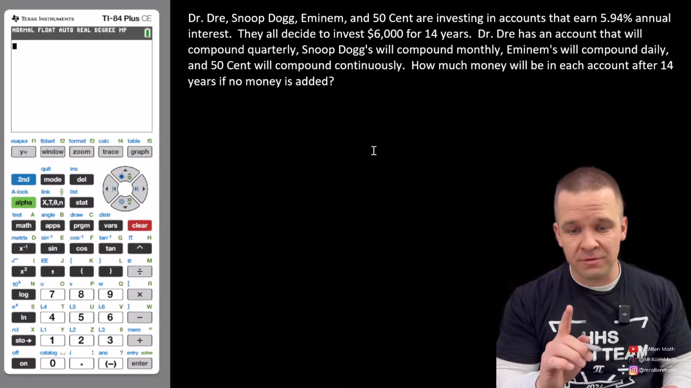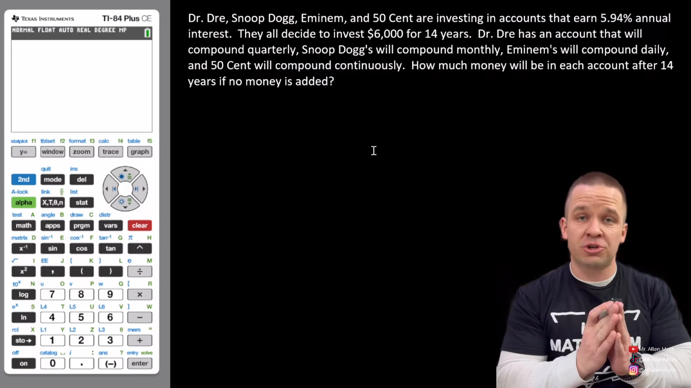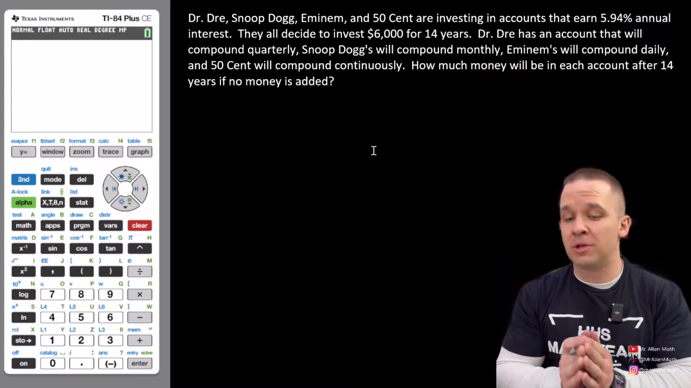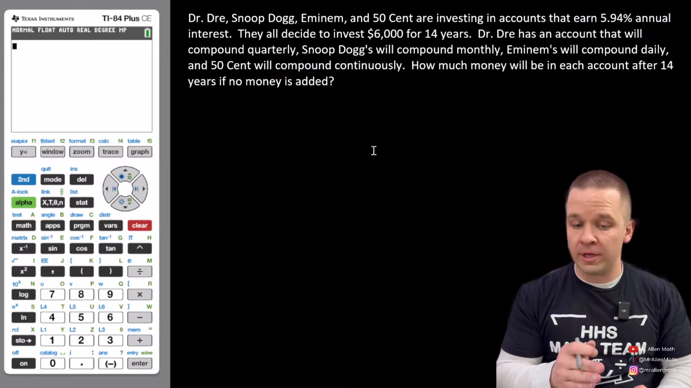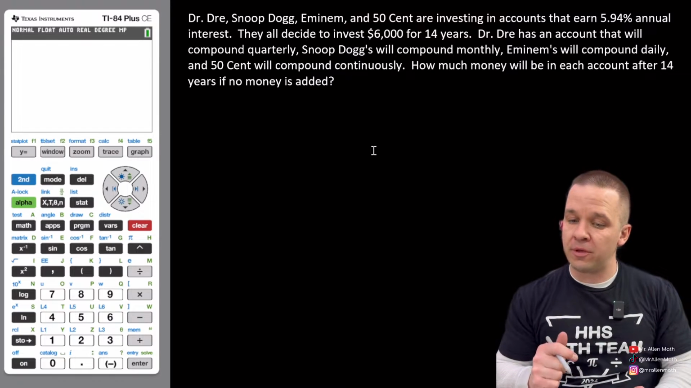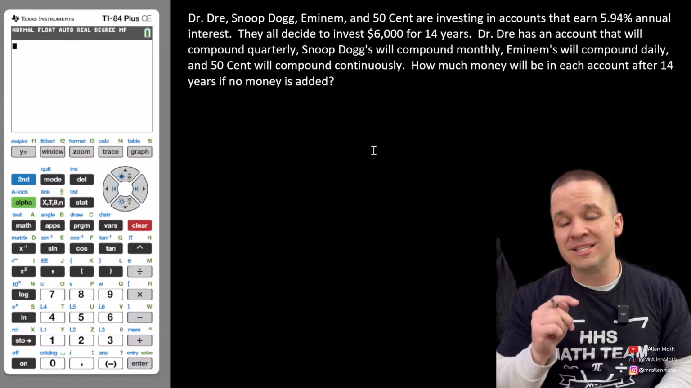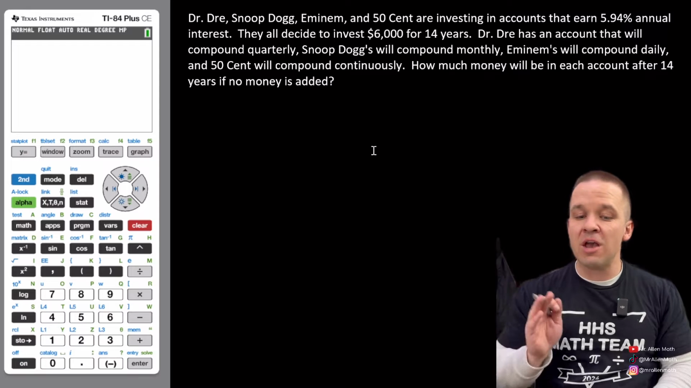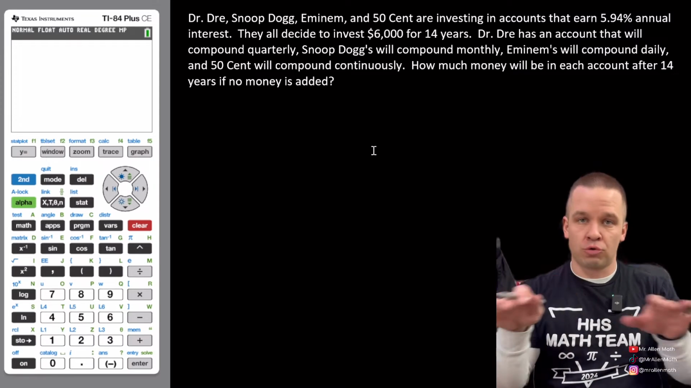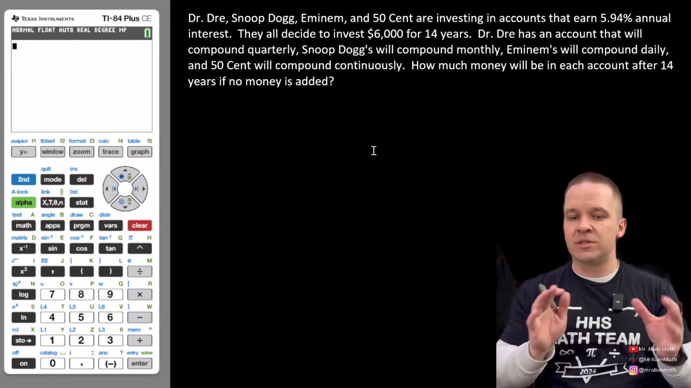They all decided to invest, they're a crew here, $6,000 for 14 years. They're each going to invest in their own individual accounts. Dre has an account that will compound quarterly, Snoop's will compound monthly, Eminem's will compound daily, and 50 will compound continuously. So how much will be in each account after 14 years if no money is added? It's a great control situation to see the different effects of compounding on this money.